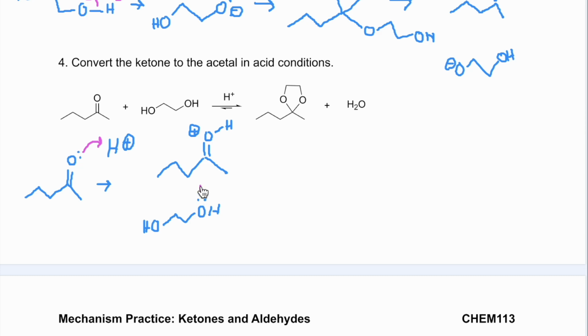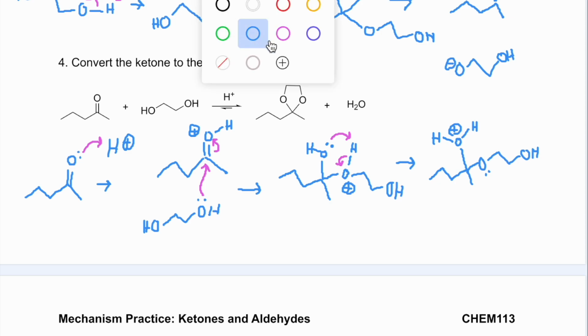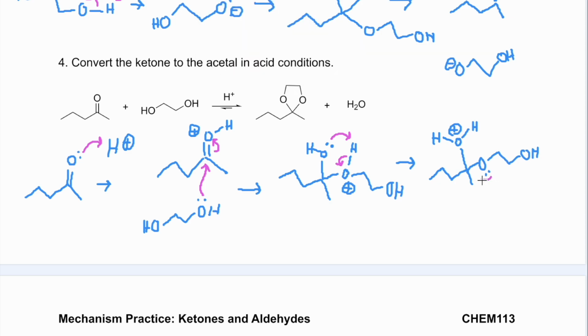Now we can have an alcohol come in and attack. I've gone ahead and drawn the alcohol on the side rather than on the bottom because I need it to be closer to do the next step. I'm having a proton transfer from this oxygen that just came in to the oxygen that we want to leave. So now we have water as a leaving group. We can have these electrons go to that carbon and kick out the water.